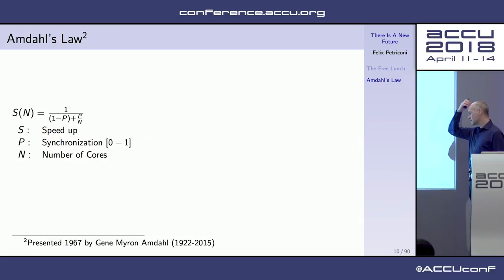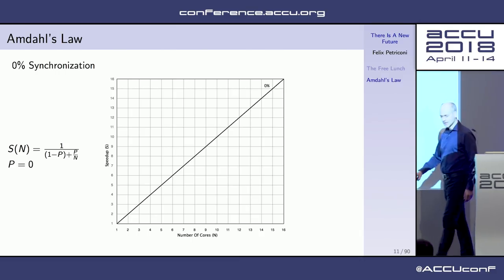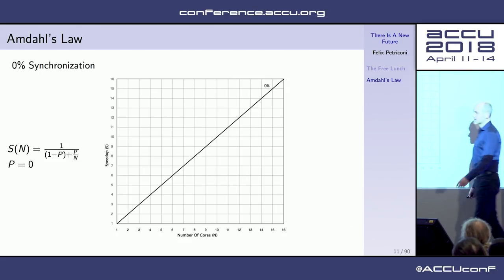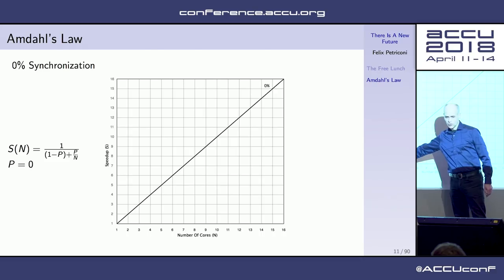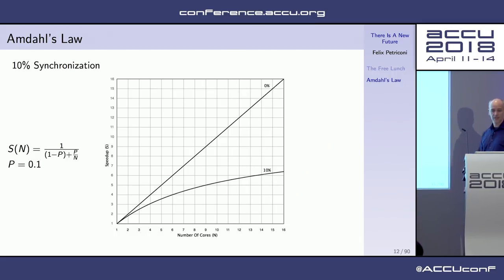So, Amdahl's law was presented at the end of the 60s, and it goes as follows. You have this quotient, and the speedup you get, depending on the number of cores, goes into this formula. And the speedup is limited by the amount of synchronization that you have. In the ideal world, at the bottom you see each square is an additional core, and on the other axis, the speedup. If you have 2 cores, then you have double the performance. And with 3, you have 3 times the performance. Well, that's the ideal world, 0% synchronization.